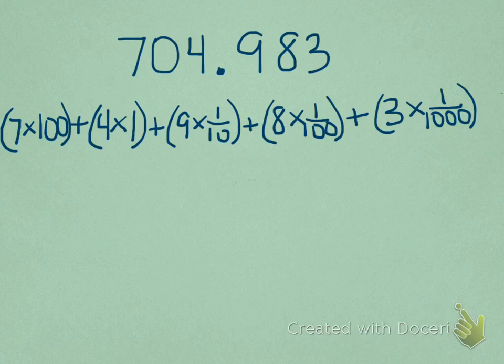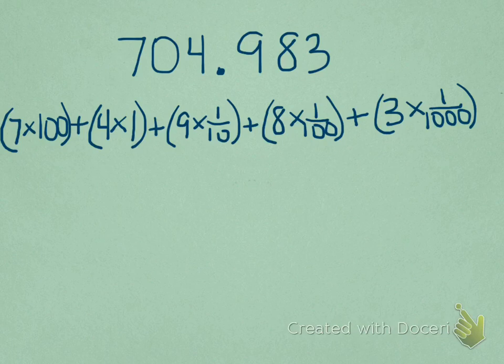Good job. Now let's go over it together and see how you did. The 7 in the hundreds spot can be represented by 7 times 100. The 0, which is in the tens place, you don't have to do anything with that. A 0 times 10 would give you 0, so we left that out. The 4 in the ones place is represented by 4 times 1. Don't forget your addition signs between each of these.